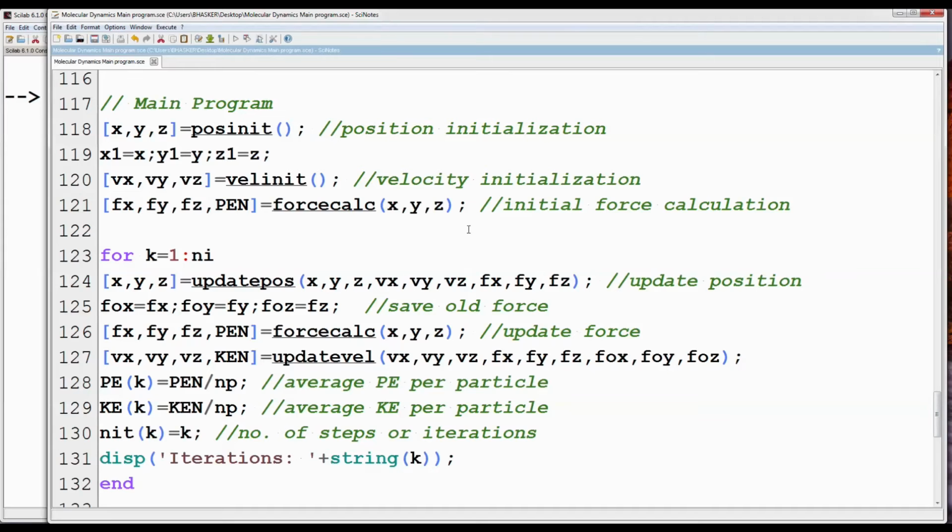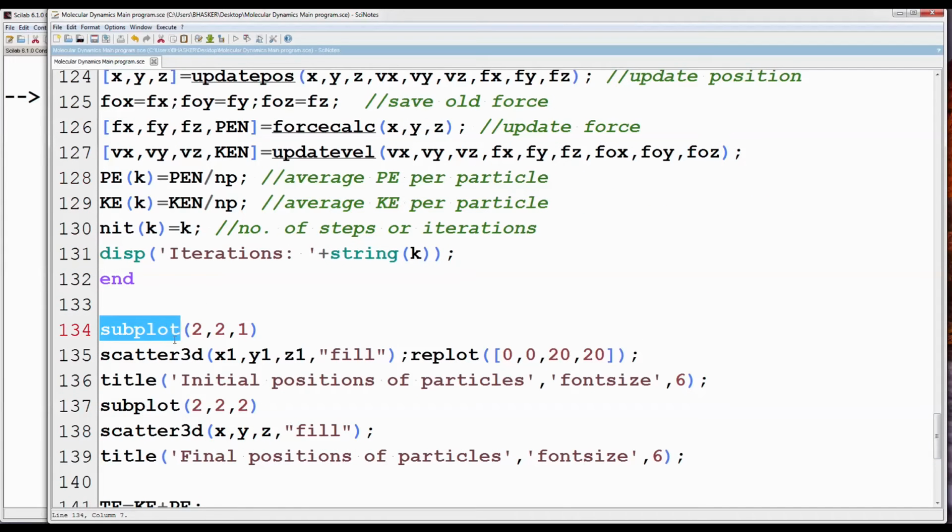Next we have to plot. We are going to plot first initial positions of the particles, then final positions of all the particles. Then we are going to plot average kinetic energy per particle, average potential energy per particle and total energy per particle. And finally we are also going to plot Maxwell speed distribution curve. So first subplot 2, 2, 1, scatter 3D, x1, y1, z1, fill, x1, y1, z1 are the initial positions of the particles. Replot 0, 0, 20, 20. So basically we are fixing the size of the box. Title, initial positions of the particles, font size 6.